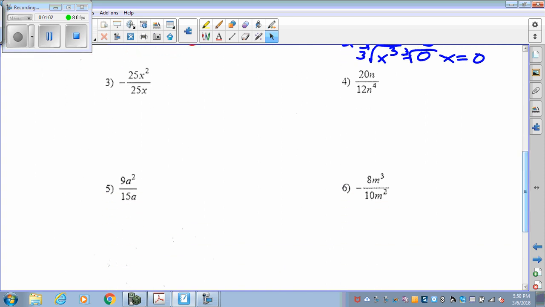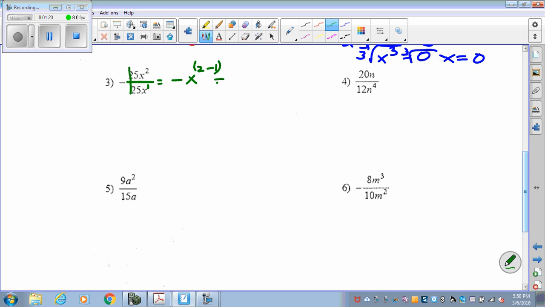All right, this next one, I have 25 over 25 again, so that's 1, right? And then I've got this negative, so that equals negative. Now I'm dividing, so I'm going to subtract my exponents. I get x, and that would be 2 minus 1, so negative x to the 2 minus 1, which is 1. So that's equal to just negative x.